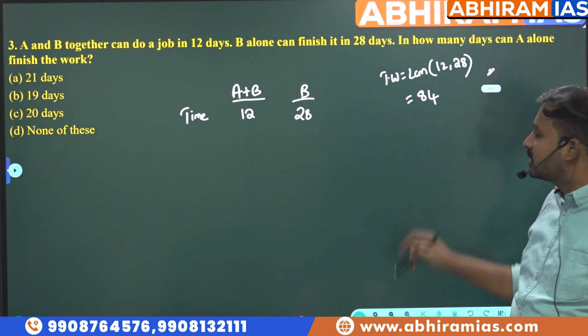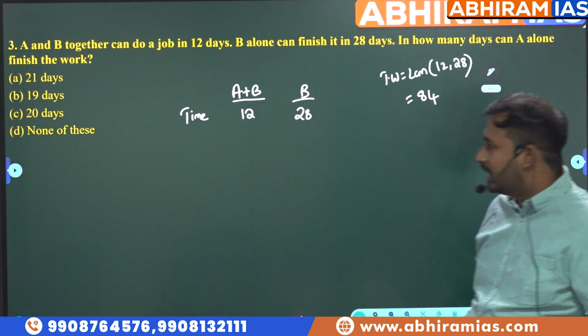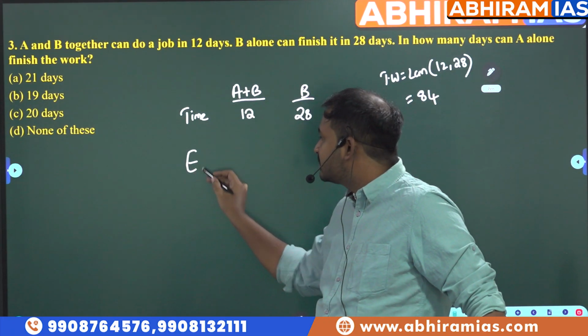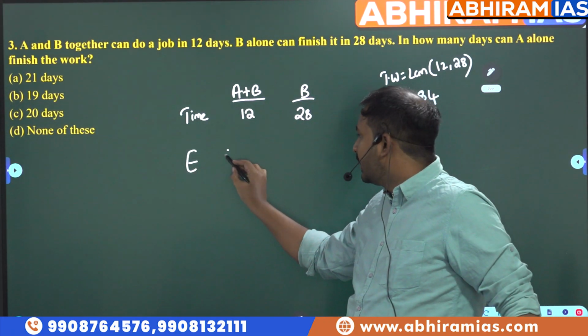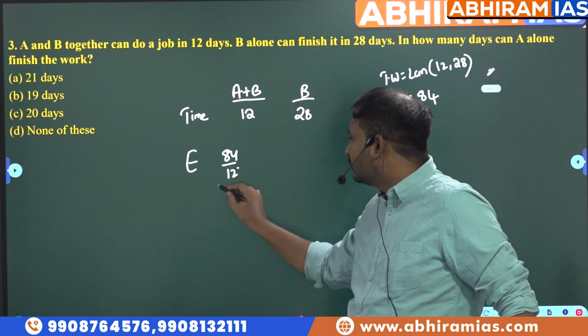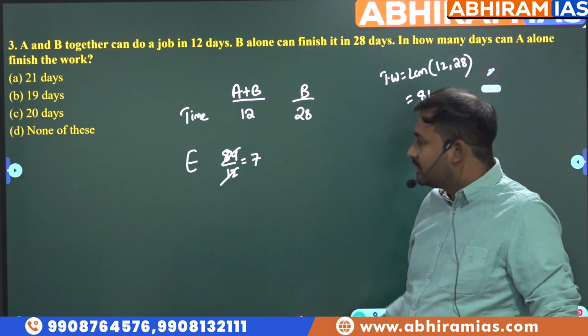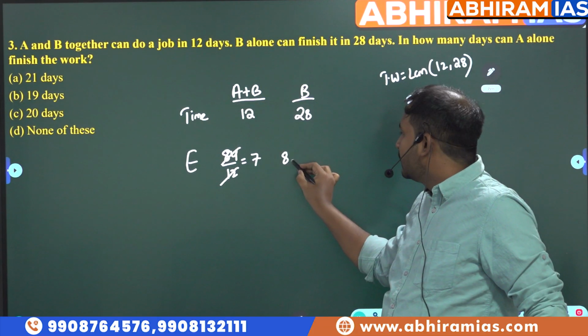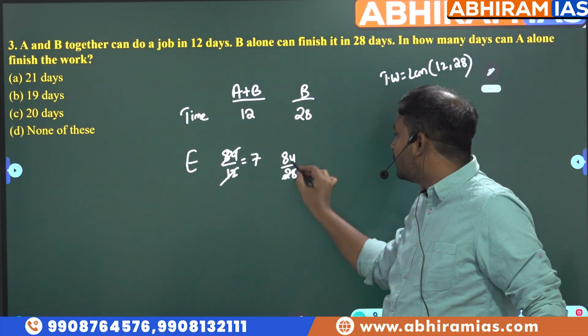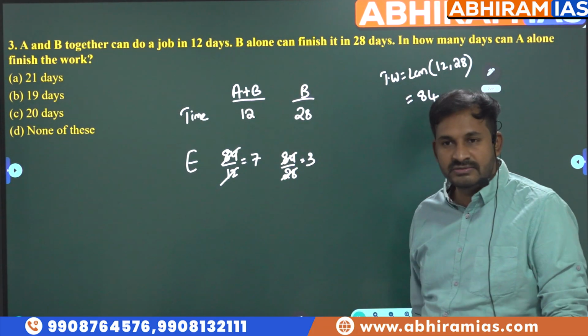So here my total work will become 84. Now tell me, what is the efficiency of A plus B together? 84 by 12, that is 7. A plus B together is 7. What is the efficiency of B? 84 by 28, which is 3.